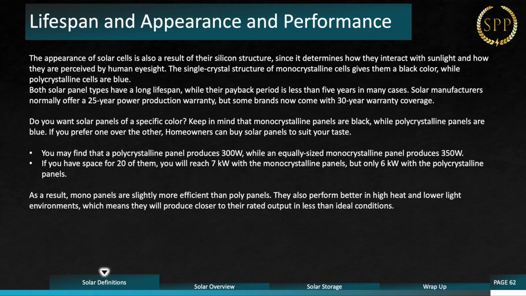So you might find that polycrystalline panels produce around 300 watts. Let's just say, for argument's sake, there are some that produce more than that and some that produce less. So let's just do 300 watts. And equally sized monocrystalline panels will produce about 350 watts, so more production per square foot, right? If you have 20 of them, you're going to reach a 7 kilowatt system with the monocrystalline panels. But you're only going to get a 6 kilowatt system with the polycrystalline panels. That's how it boils down at the end, in the actual sizing of the systems, when it comes to efficiencies.